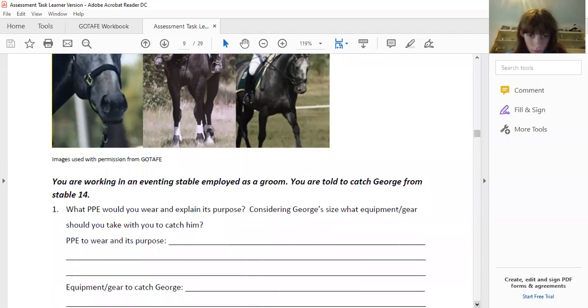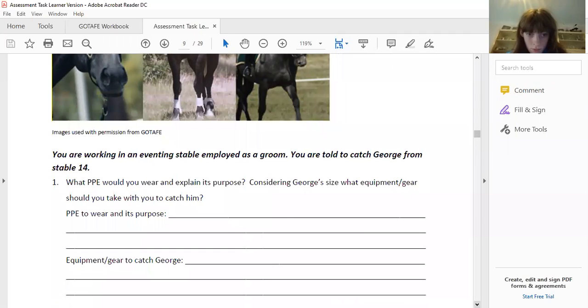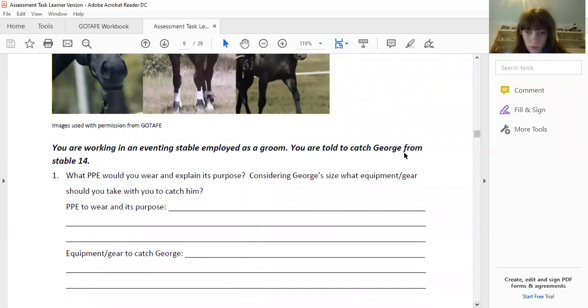So it says you're working in an eventing stable, you're employed as a groom, and you're told to catch George from stable 14. So what PPE would you wear, and explain its purpose? Considering George's size, what equipment and gear should you take with you to catch him?